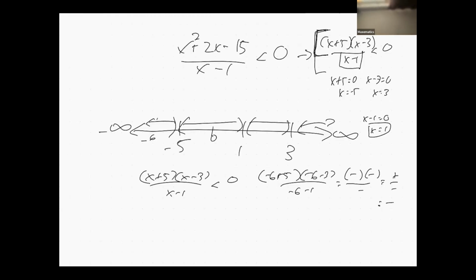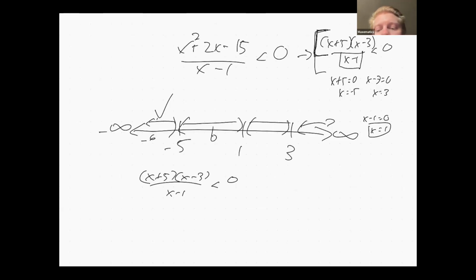So again, we don't care about what the value is. We only care about the signs. All negative numbers are less than 0, so this one's going to be true. Okay, let's do the same thing for x equals 0, to test a value between -5 and 1, and we'll see what happens.